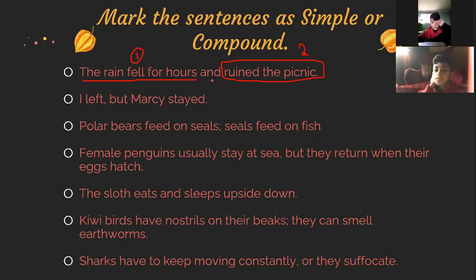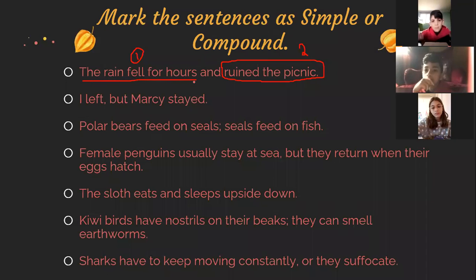So you see now the difference? I know through practice you will understand them more. So thank you, Rasha. Please mute yourself. If we take the first independent clause alone, the rain fell for hours, then it makes an independent clause. But if you take the second part of the sentence, ruined the picnic, what ruined the picnic? I don't know. So it's missing a subject. Then it doesn't make a complete sentence.